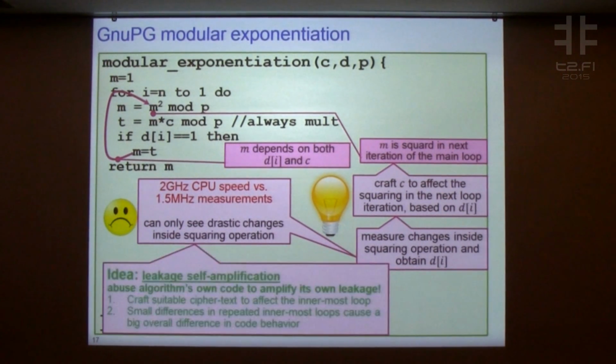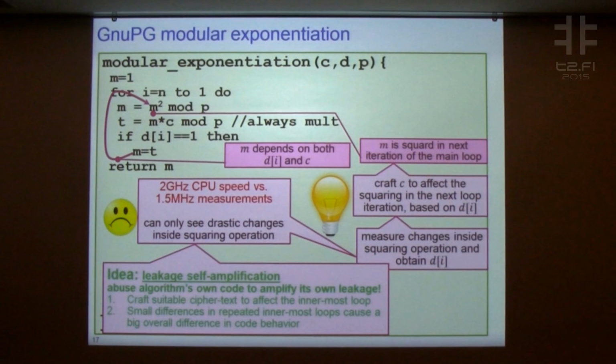So in order to do that, we developed a new technique, which we call liquid self-amplification. What we're going to do is abuse the algorithm's own code, which we didn't write and don't control, in order to amplify its own leakage. The way we're going to do this is by crafting a suitable ciphertext which is going to affect the innermost loop of the squaring operation. But once again, we cannot observe subtle changes inside the innermost loop. But the nice thing about the innermost loop is that it is repeated over and over and over again. And this small subtle change creates a big overall change. And this is something we can observe and measure.